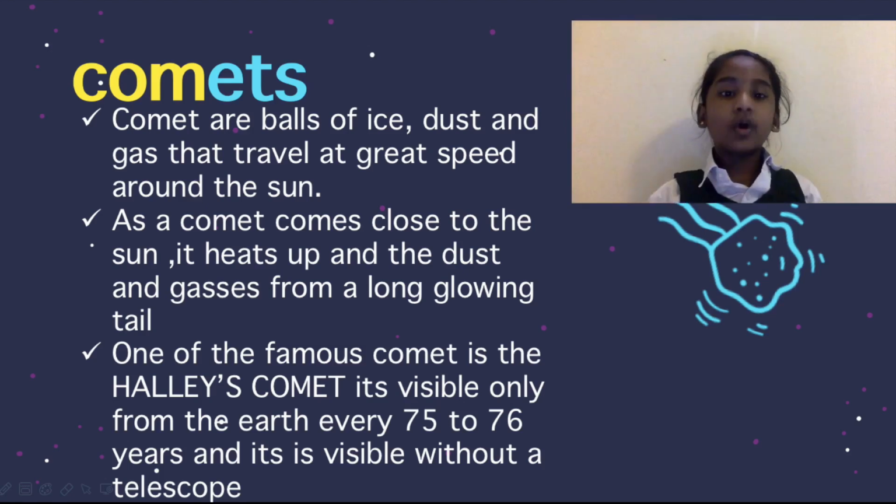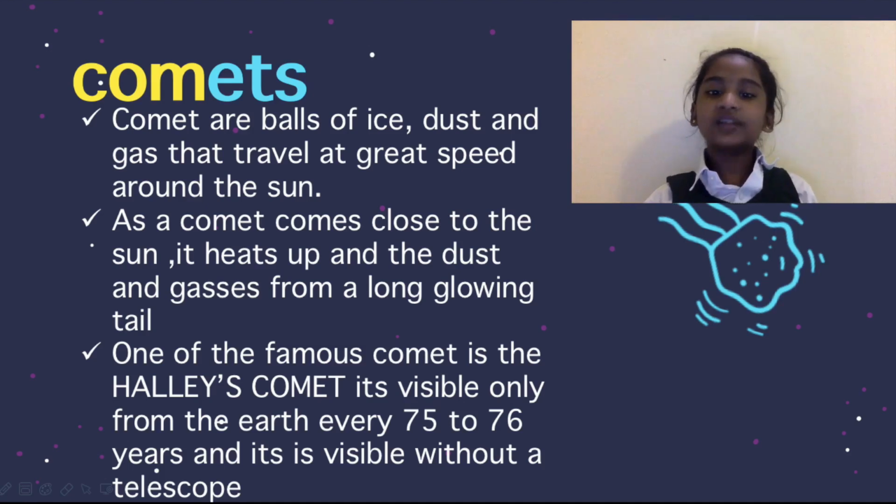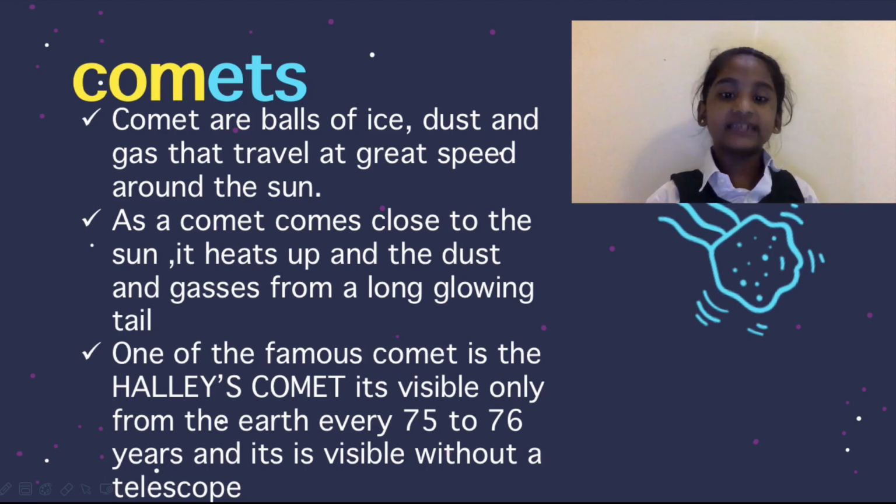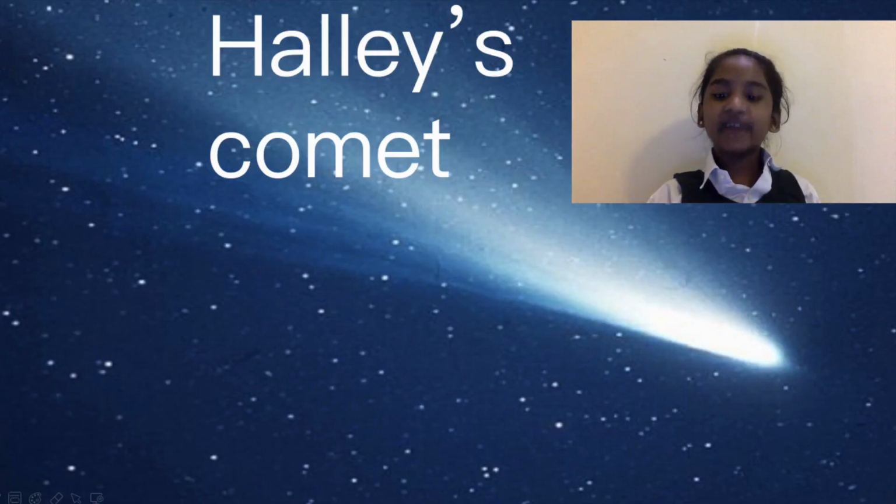Good morning. Comets. Comets are balls of ice, dust and gas that travel at great speed around the Sun. As a comet comes close to the Sun, it heats up and the dust and gases form a long glowing tail. One of the famous comets is Halley's Comet. It is visible from the Earth only every 75 to 76 years, and it is visible without a telescope. This is an image of Halley's Comet.